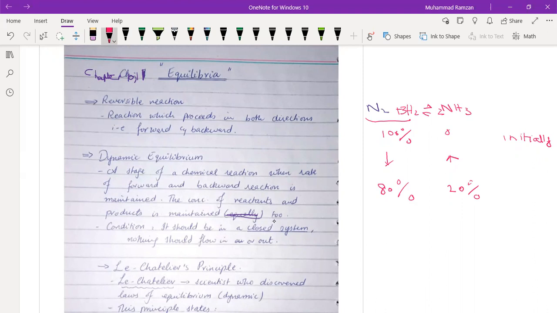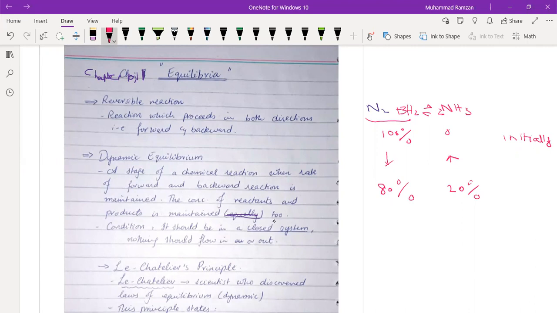So basically, the rate of change is maintained. The backward side rate is maintained, and the forward side rate is maintained. When the rate is maintained, the figures which you are getting at dynamic equilibrium on the product side and reactant side are also maintained. So this is what we say: the rate of change from reactant to product and product to reactant is maintained. Dear sir, is it clear? Yeah. Basically, this is it.